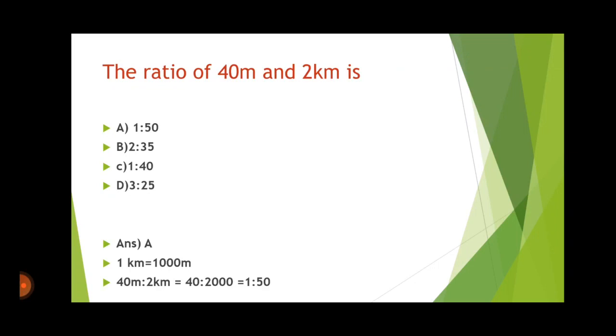1 kilometer is equal to 1000 meter. We know that 1 kilometer is equal to 1000 meter. So 2 kilometer is equal to 2000 meter. So 40 meter is to 2000 meter. Then by dividing the two values by 40, we will get 1:50.